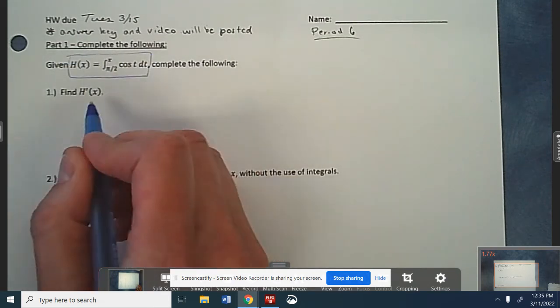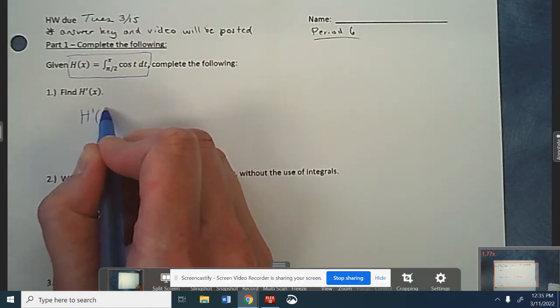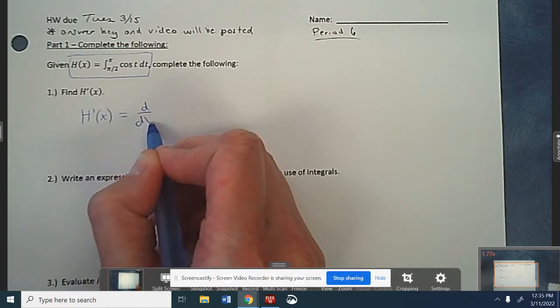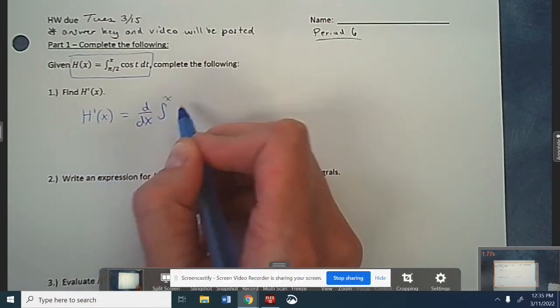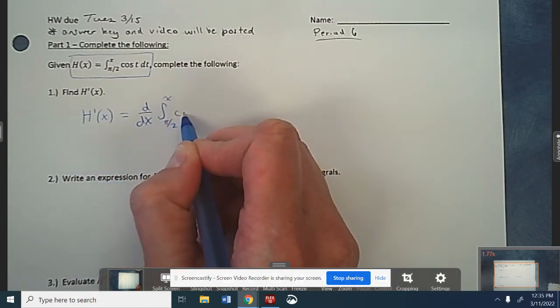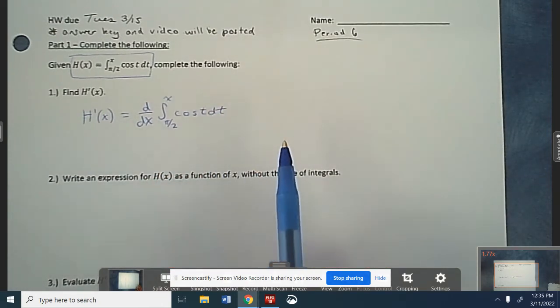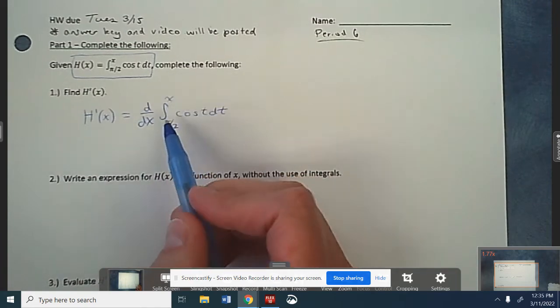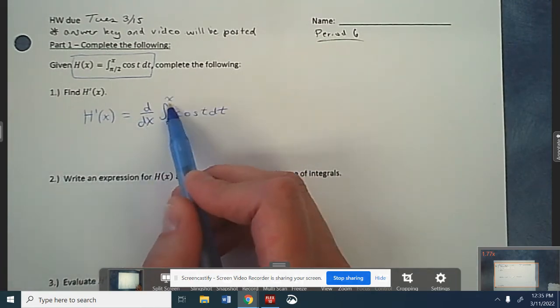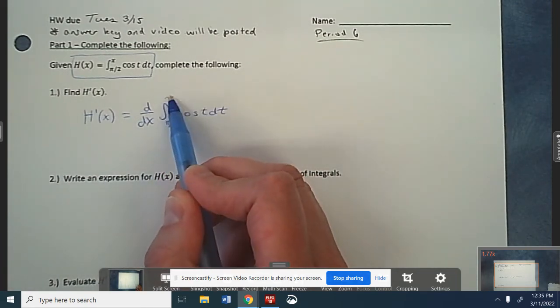function H that's defined by an integral, if we want to find the derivative, then that means we're going to be finding the d/dx. We're going to find the derivative with respect to x of the definite integral. And here we have that perfect setup for the Fundamental Theorem of Calculus part one. So what we have is a derivative with respect to x of a definite integral with a number on the bottom and a variable up top.